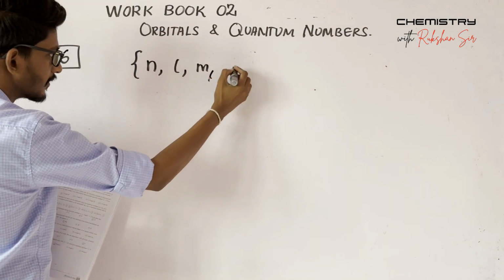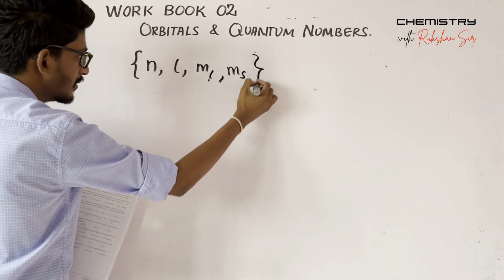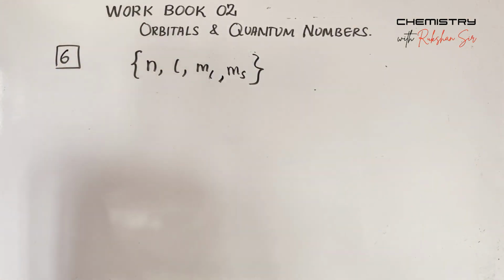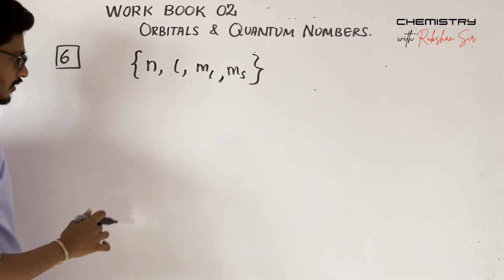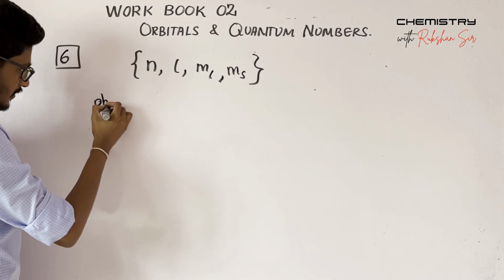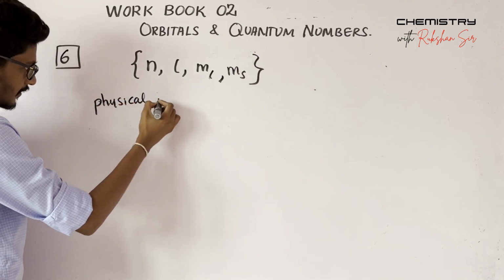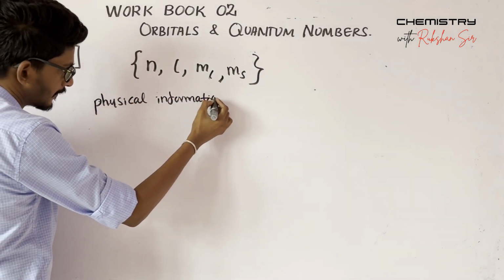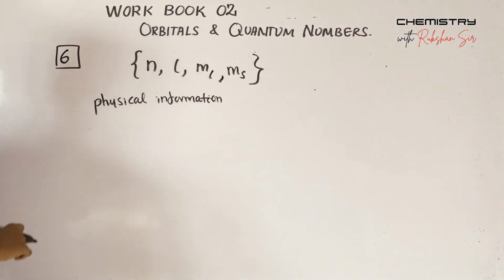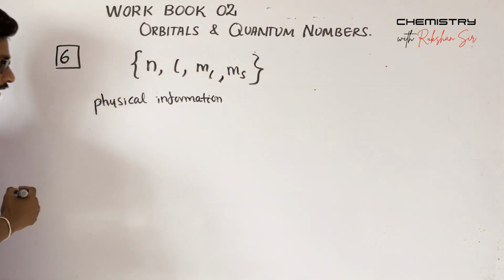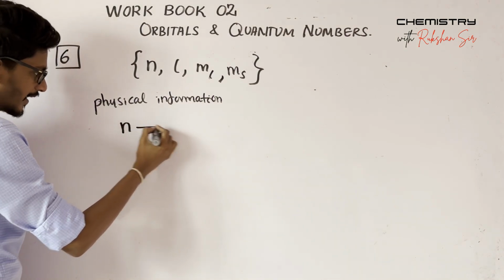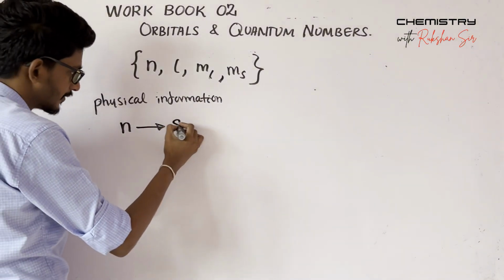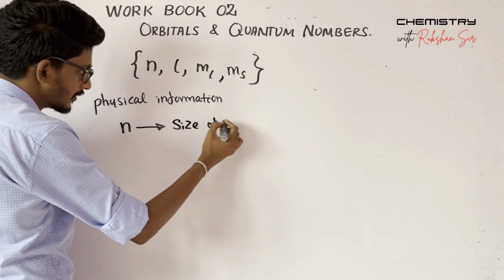So let's discuss a bit about the physical information we can gather from these quantum numbers. n gives us the size of the orbital.